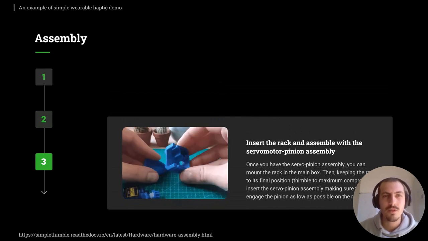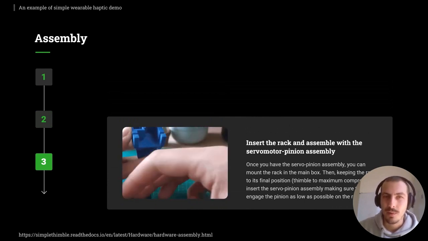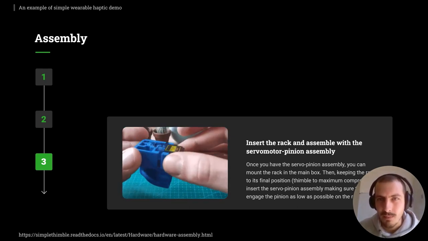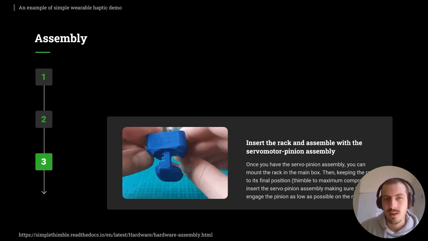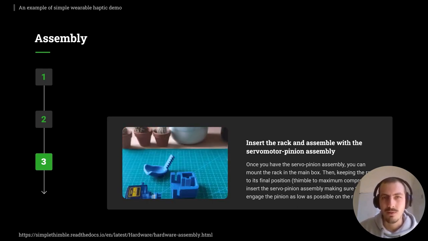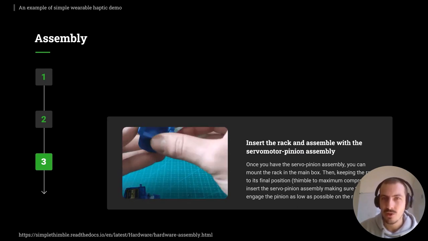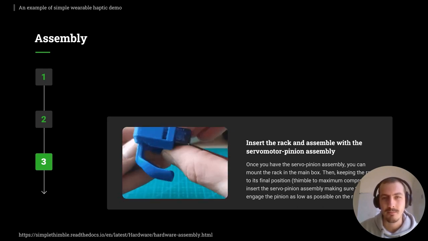The next step is to insert the rack and assemble it with the servo motor pinion assembly. Once you have the servo pinion assembly, you can mount the rack in the main box, keeping the rack in its final position, so the thimble at maximum compression. You can then insert the servo pinion assembly, making sure to engage the pinion as low as possible on the rack.